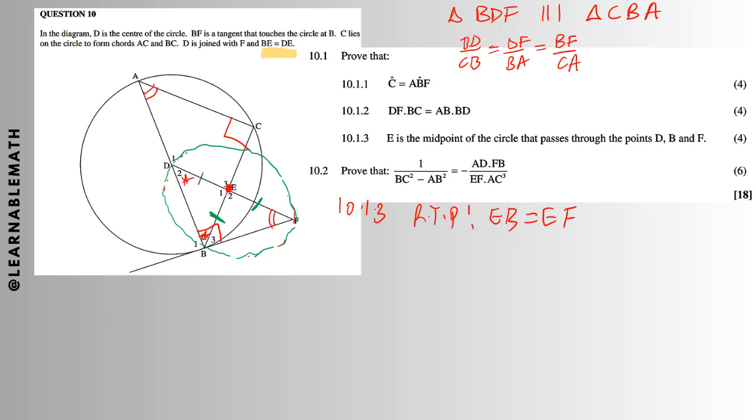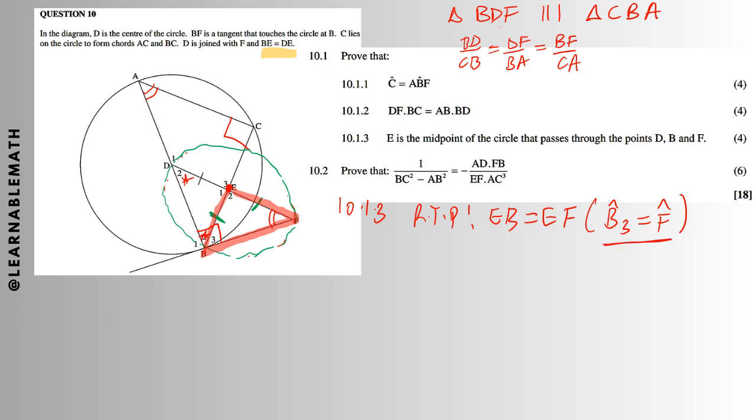I check the angles, right? In this triangle, let me just highlight it for you so that you see. I'm just going to look at the angles B3 and F to prove whether they are equal. If I manage to prove that angle B3 is equal to angle F, then I can conclude that indeed the two lines are equal, because it will be forming an isosceles triangle, and the two sides will then be equal. So let's go and prove.